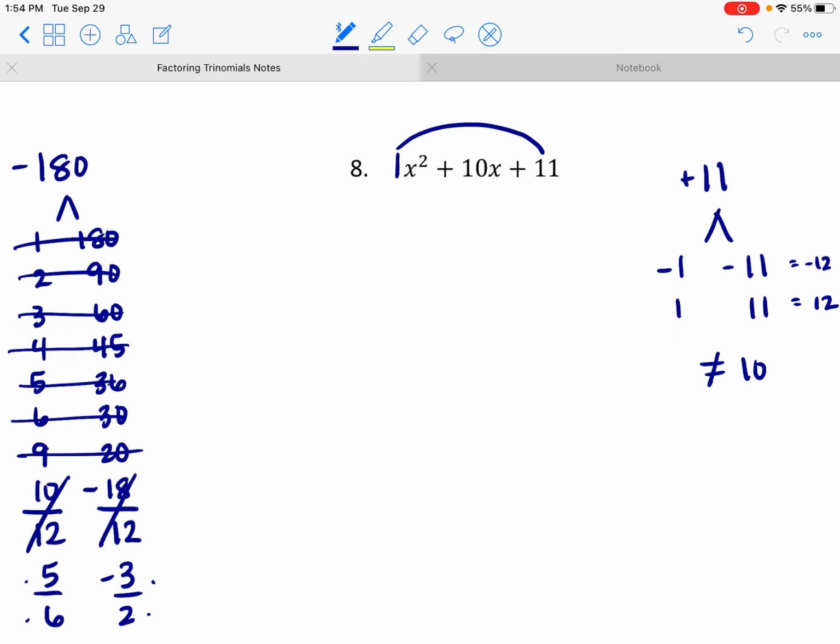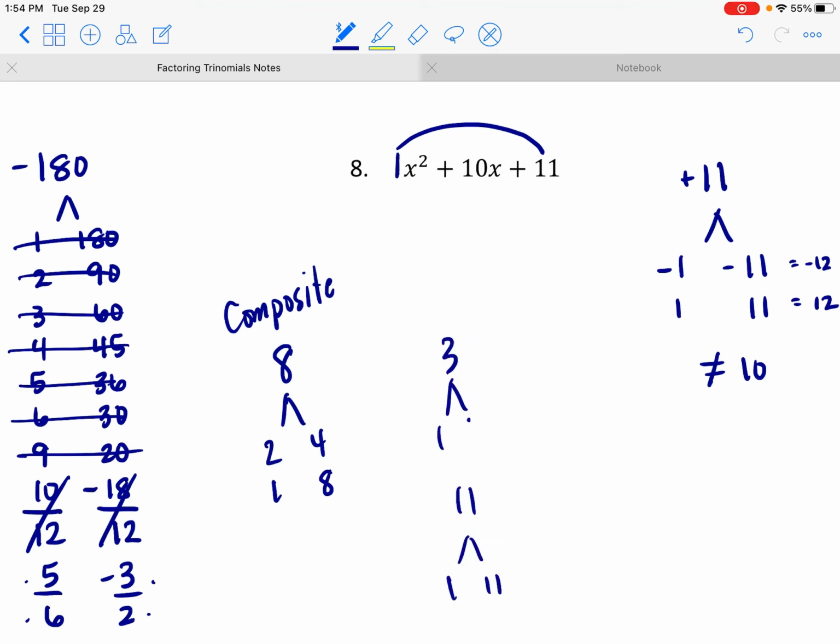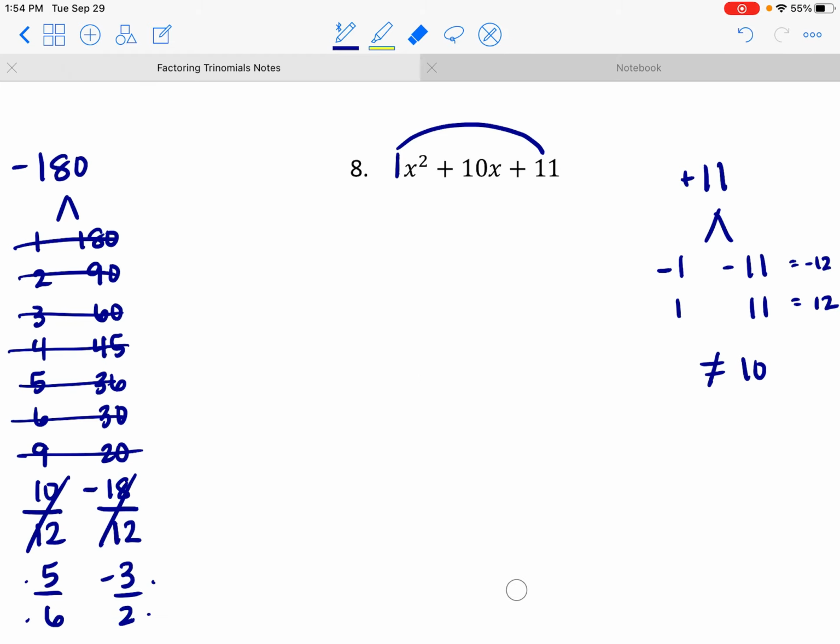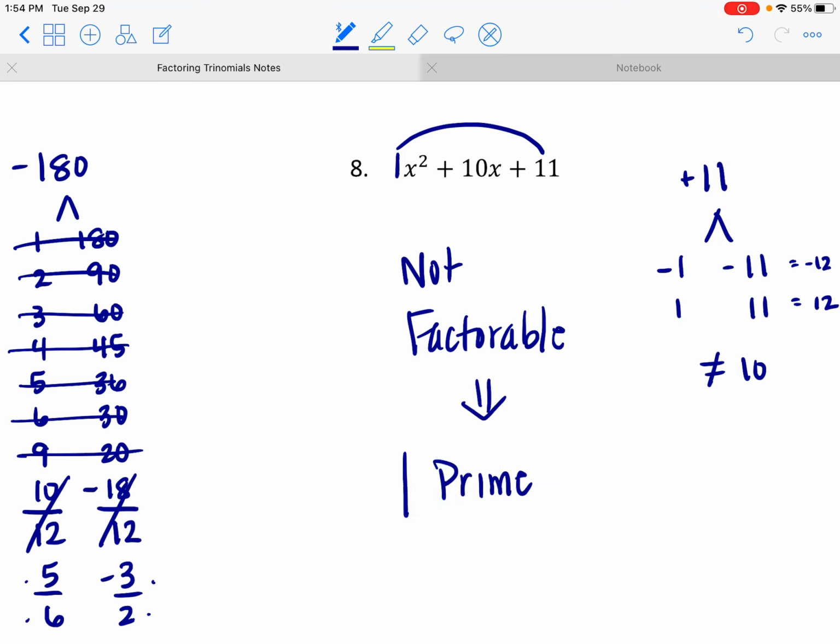So just like numbers, right? Like 8, for example, we say has factors of 2 and 4 and 1 and itself. But if we have factors other than 1 and itself, that's called a composite number. Okay, what do we call the number when the only factors, like 3, or 11, are 1 and itself? Well, it's called a prime number, and that's what we're going to call this polynomial. So when the polynomial is not factorable, then we're going to call it a prime polynomial. If it's not factorable, it's prime. Okay, so we would not be able to factor that polynomial.